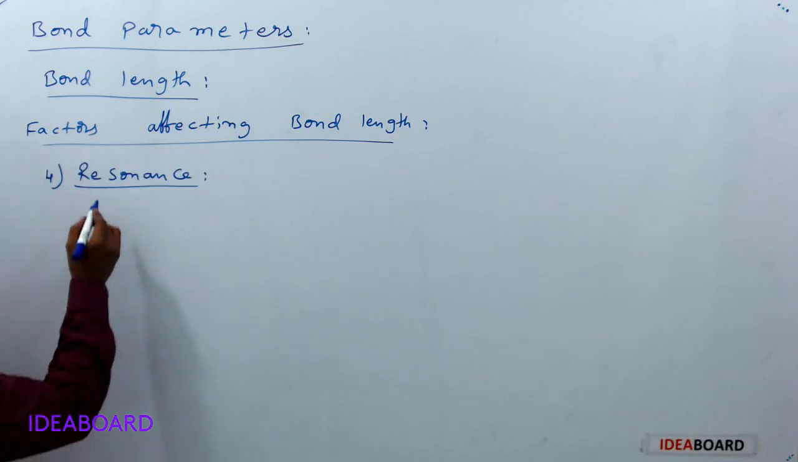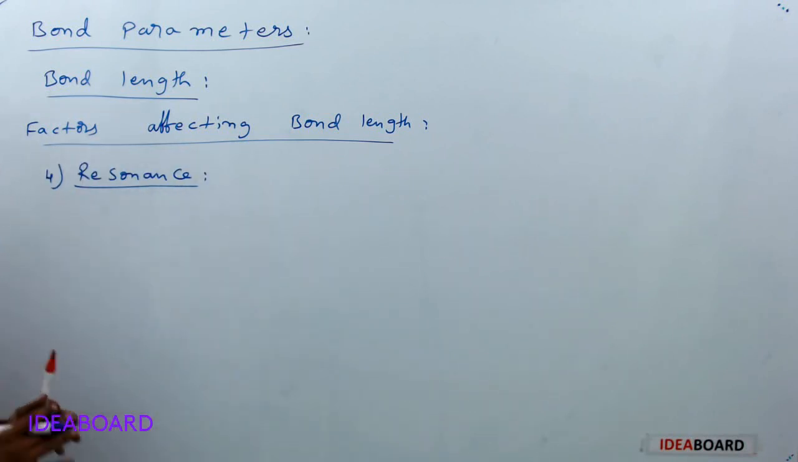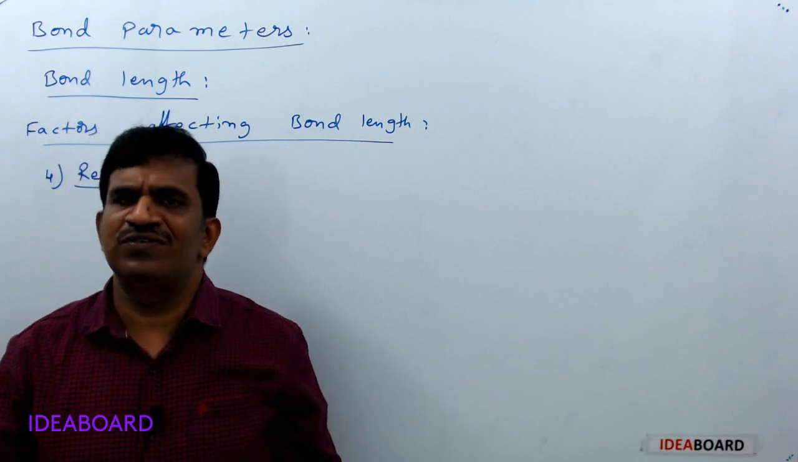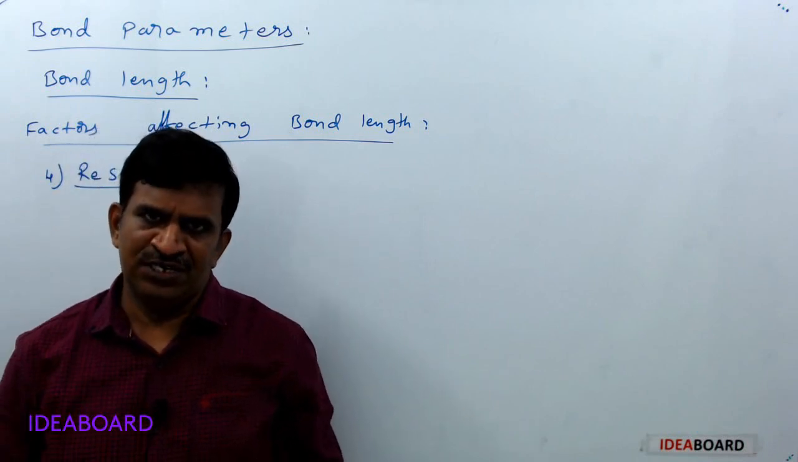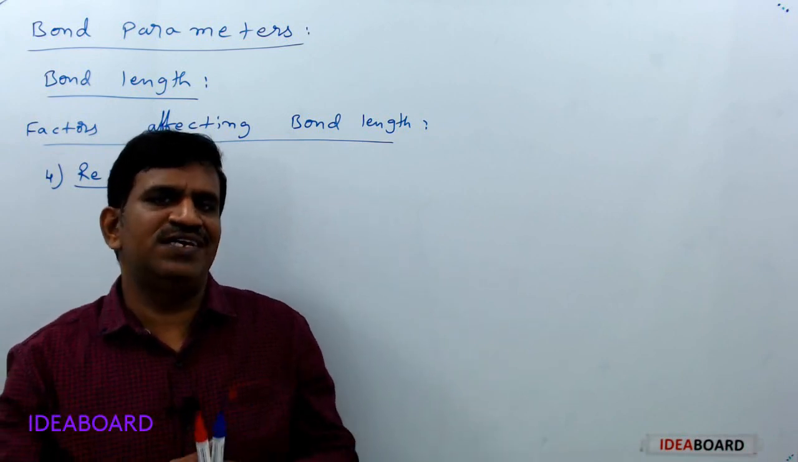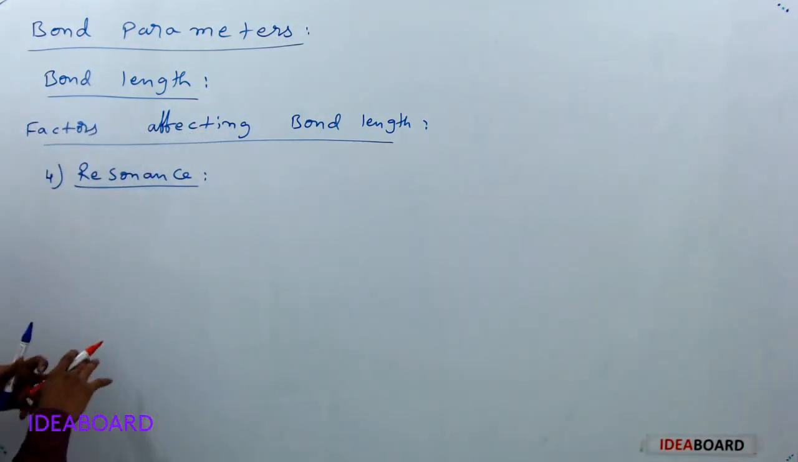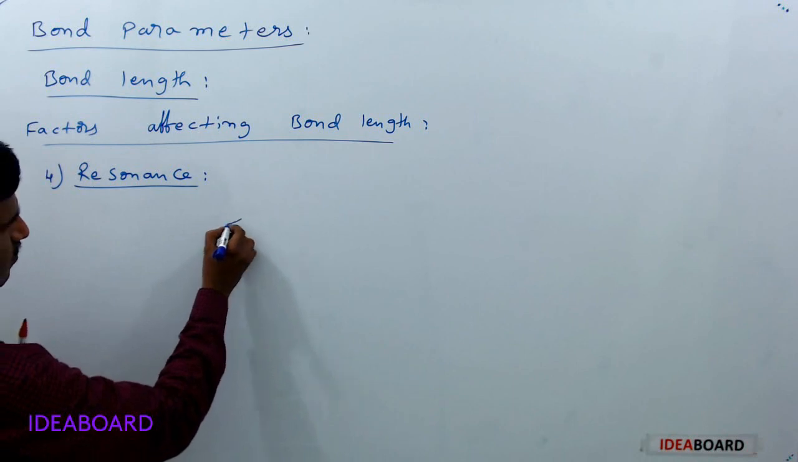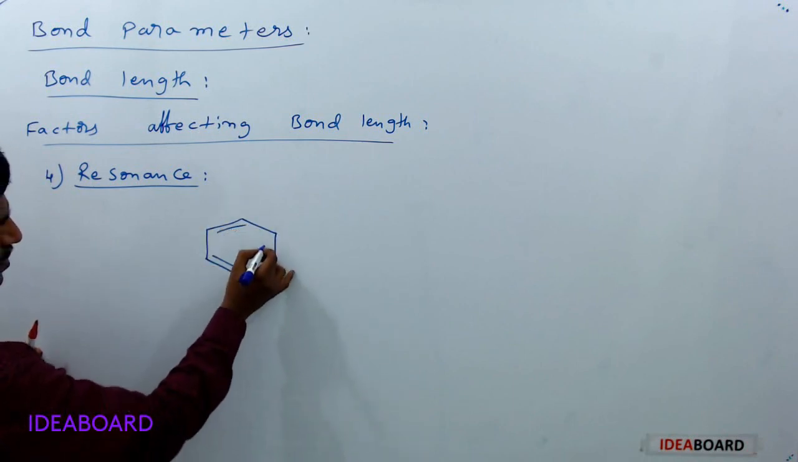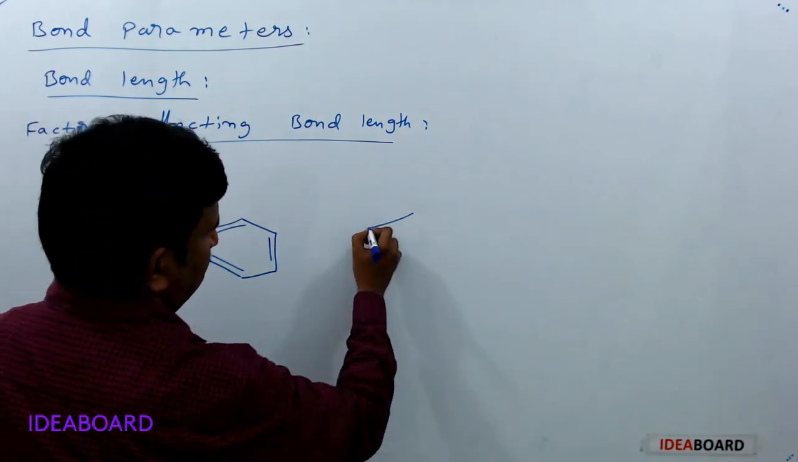The next one is resonance. About this, resonance effect and hyperconjugation also affect the bond length values. Because of resonance, sometimes bond length increases, sometimes it decreases. I will show a simple example which we know: the benzene structure. We studied this benzene structure.